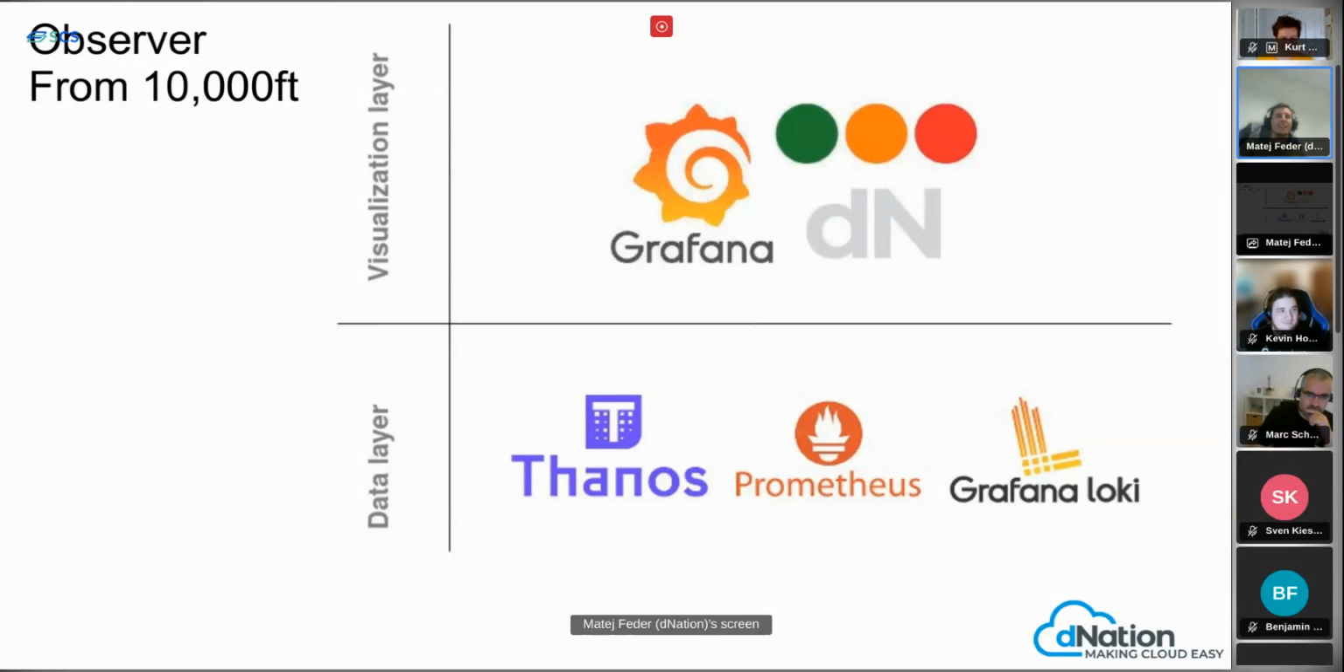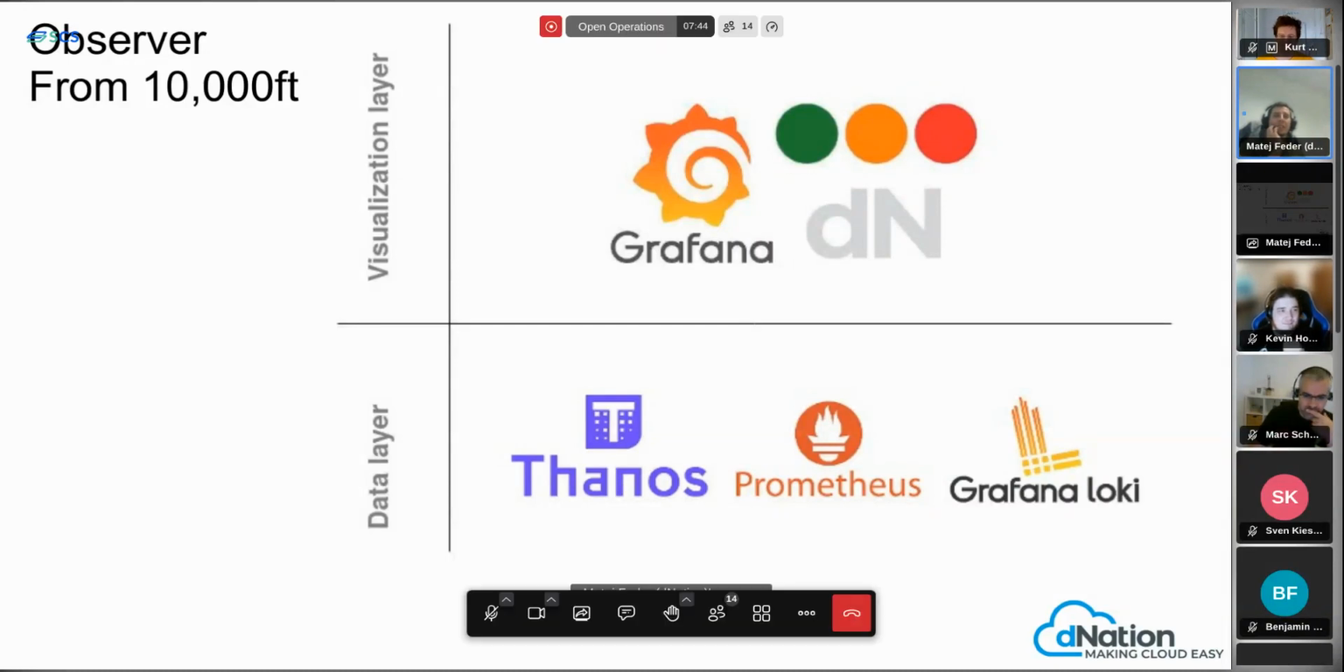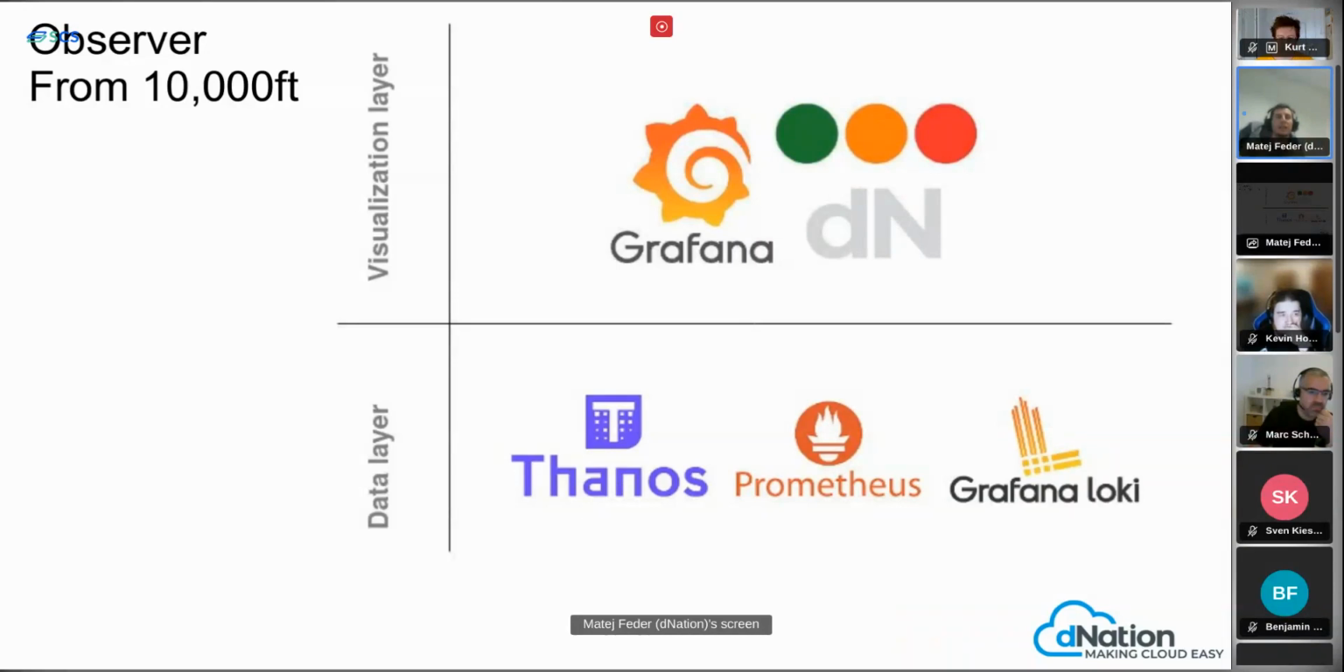The first is a data layer, which includes software that collects and stores observability data, and there are components such as Prometheus and Thanos for metrics, or Loki for logs. And then we have the visualization layer consisting of Grafana and the Grafana dashboards we have developed, which we refer to as the DNation Kubernetes monitoring project.